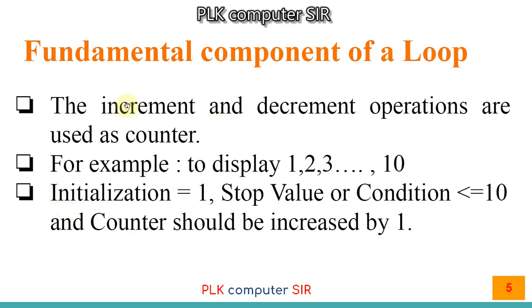Now the increment and decrement operations are used as counter. For example, if we have to display 1 2 3 4 5 6 7 8 9 10. Okay students, in this the start value or initialization is 1, the starting point. What is the stopping point? The stop value or condition is 10. Because between 1 to 10 it will work, and the counter should be increased by 1. Why do we have to increase by 1? Because the start value is smaller than the stop value.